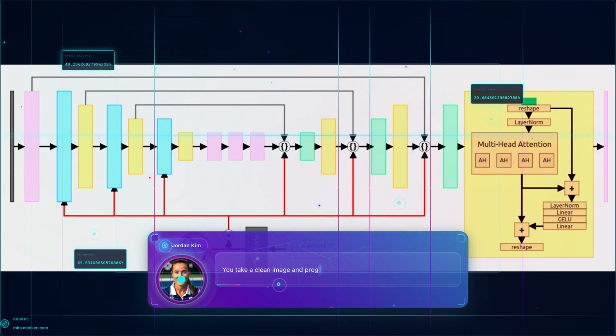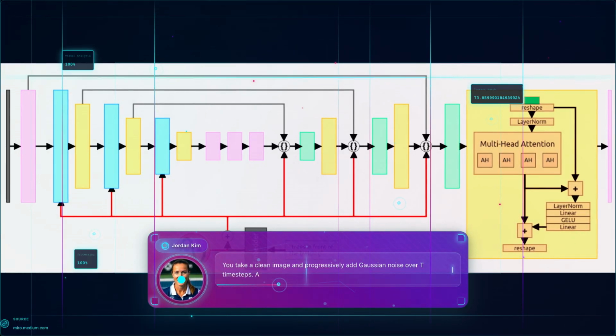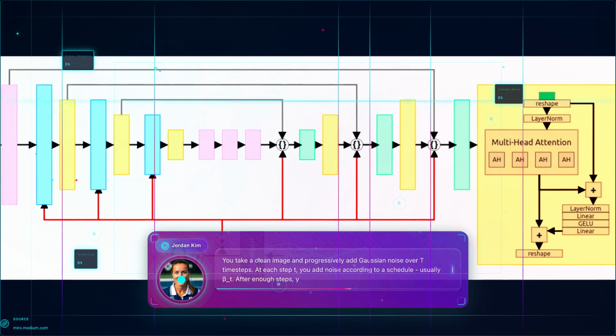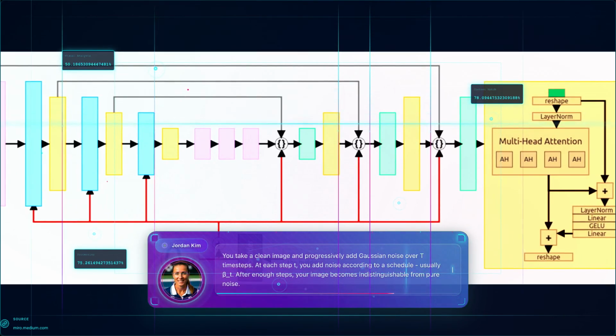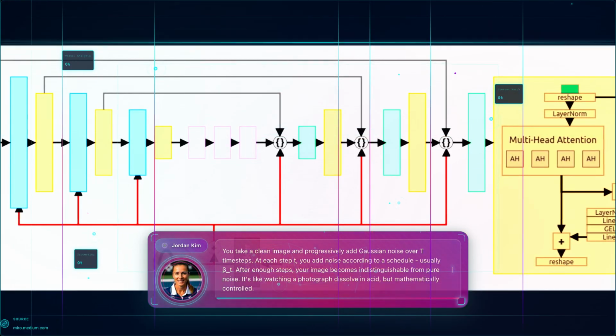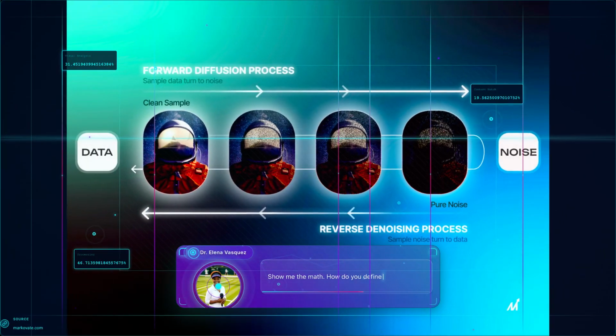You take a clean image and progressively add Gaussian noise over T time steps. At each step t, you add noise according to a schedule, usually. After enough steps, your image becomes indistinguishable from pure noise. It's like watching a photograph dissolve in acid, but mathematically controlled. Show me the math. How do you define this forward process?